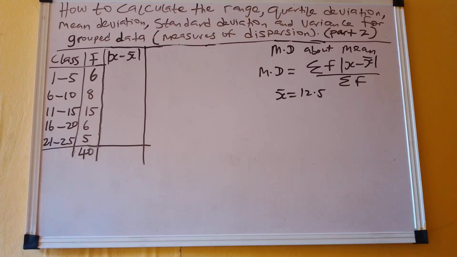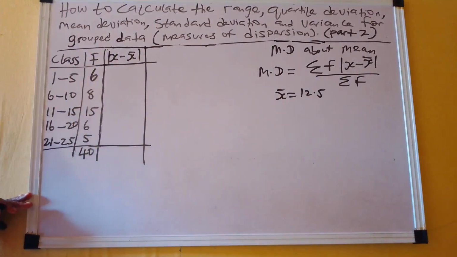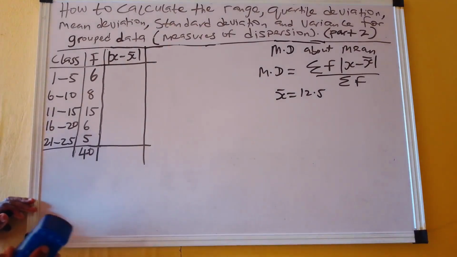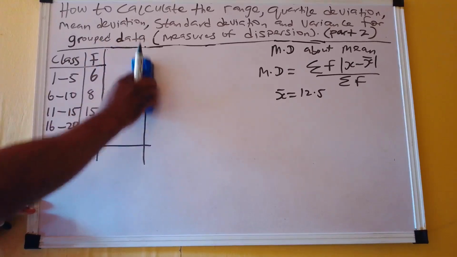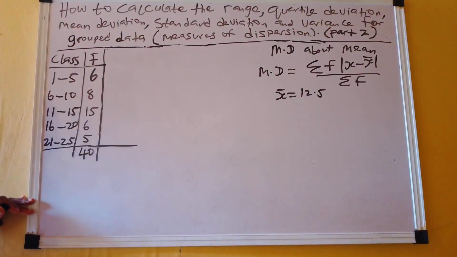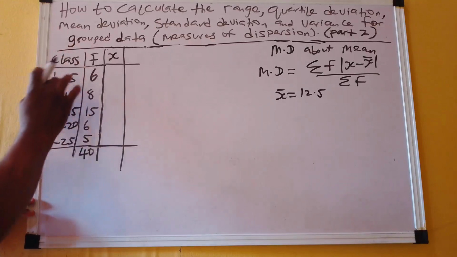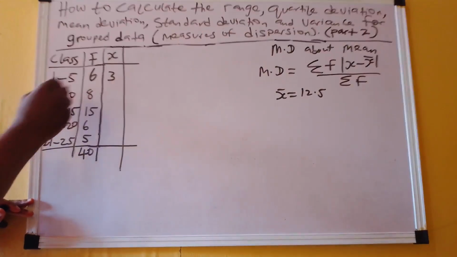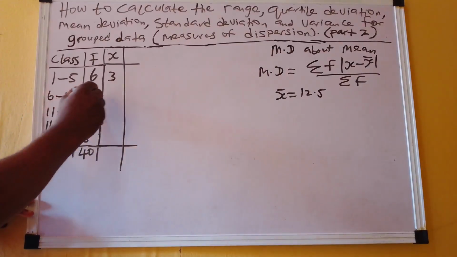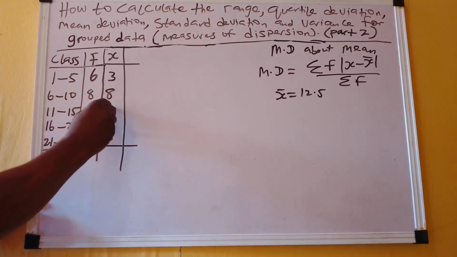So now we need the x minus x bar in absolute value. Before we take that, let us quickly also write the value of x. x is our mid value, so it is necessary we have it here. Again, our x is 3. 1 plus 5 is 6, divided by 2 is 3. 6 plus 10, 16, divided by 2 is 8. 11 plus 15, 26, divided by 2, 13.